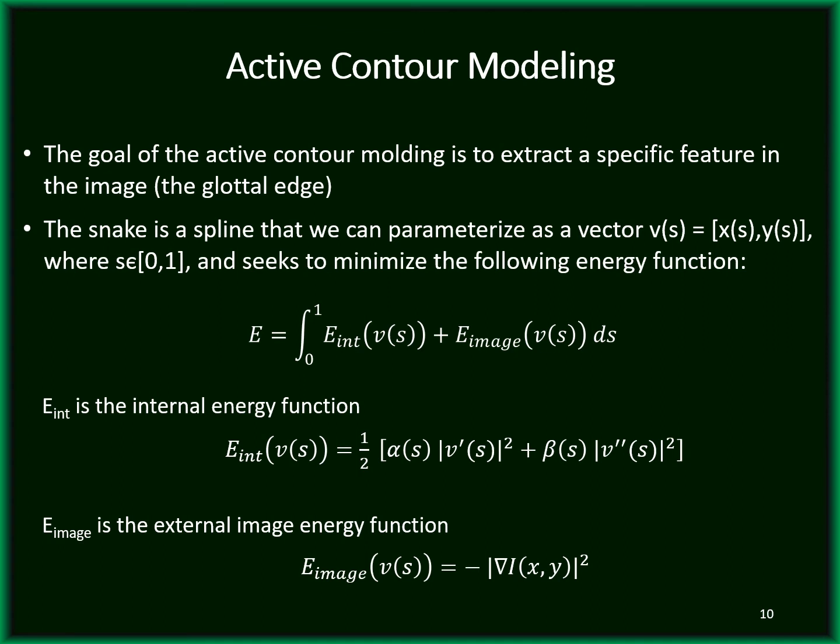To do so, we have to draw a line or an active contour, also called a snake, close to the edge that we want to detect. The snake is a spline that we can parameterize as a vector. The goal is to minimize the following energy function, which is the summation of an internal energy function, which controls the shape of the snake, and an external energy function that is derived from the image gradient. The snake deforms until it captures the glottal edges.